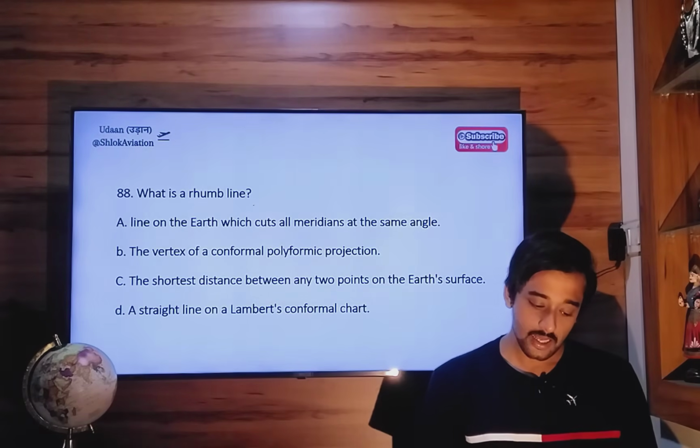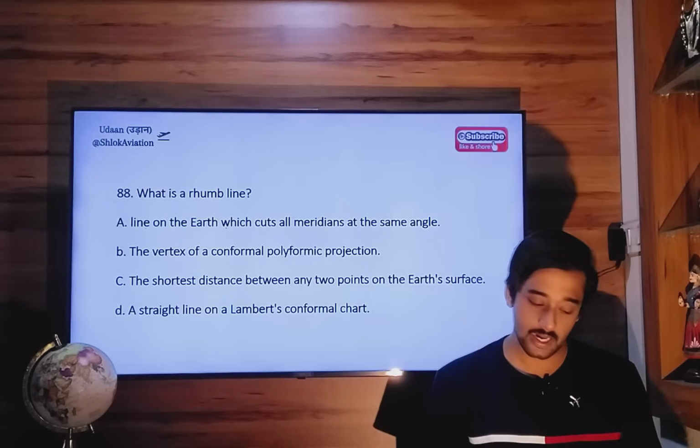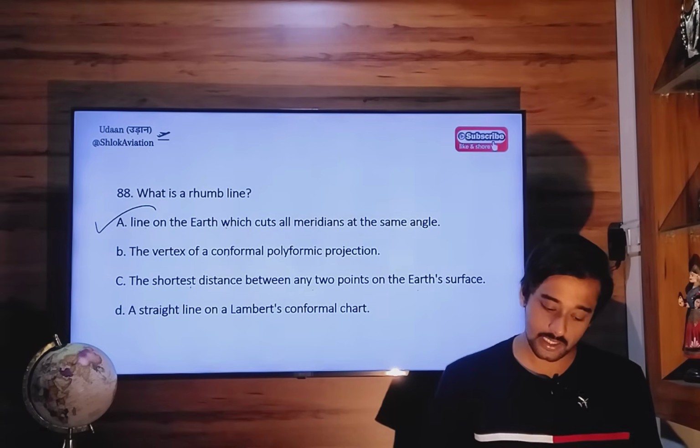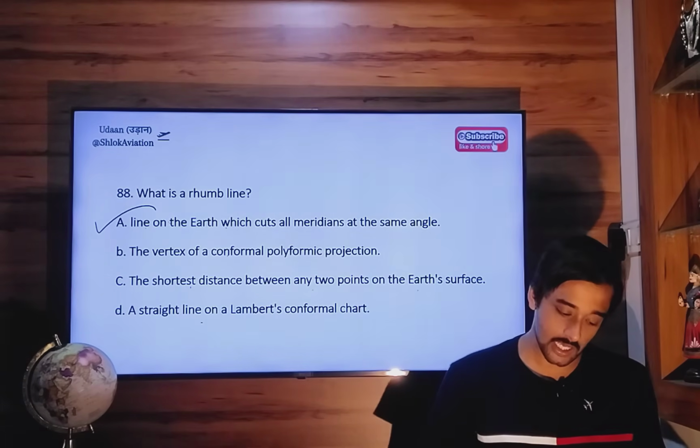What is a rhumb line? Line on the earth which cuts all meridians at the same angle. The vertex of a conformal projection. Shortest distance between any 2 points. A straight line on a Lambert's chart. So it is alpha.